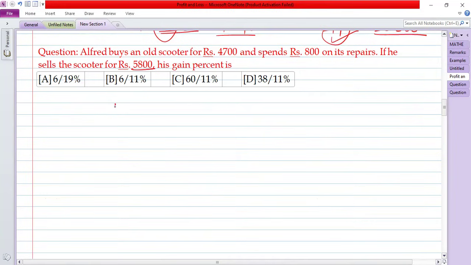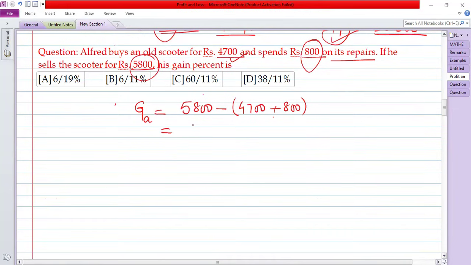5,800 is the selling price. And what is the total cost price? It is actually 4,700 plus 800, because 4,700 was spent on buying and 800 was spent on the repair. So here there is a gain amount, which is nothing but 5,800, the selling price, minus the total cost price, that is 4,700 plus 800.